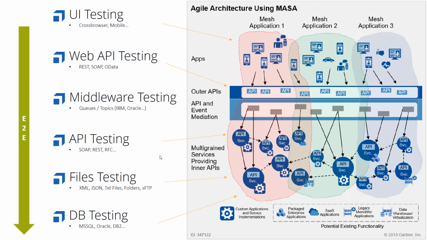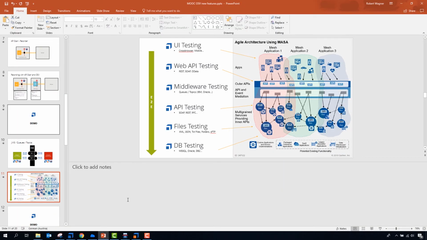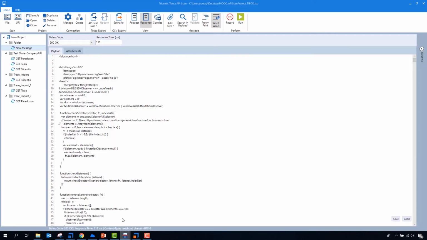You start on a UI, for instance, and in the end you check with the database, or you push something onto a topic and check, for instance, if somewhere a file gets placed, and so on and so forth. So this is what our tool provides. And let me give you a short demo on this. I hope I can make this a little faster than the previous one.